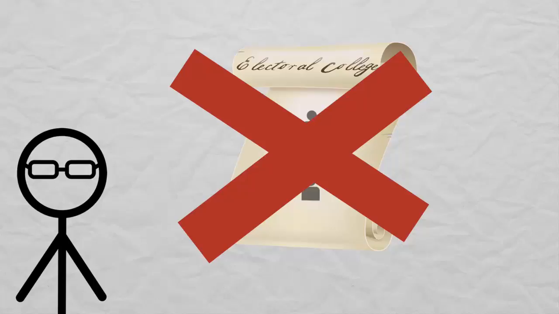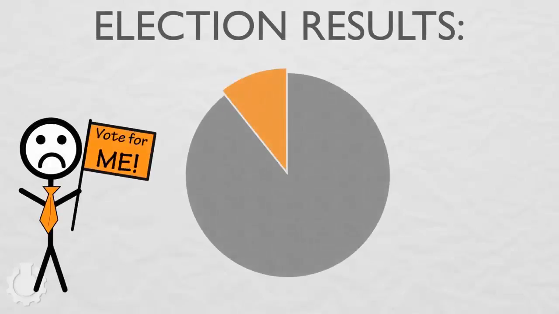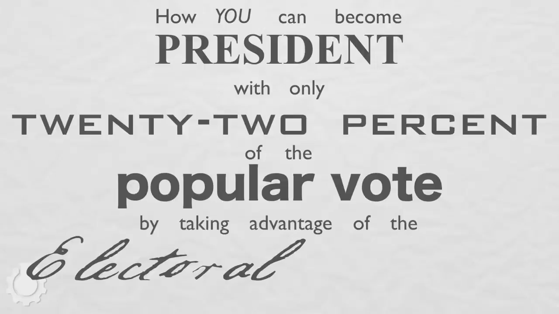It's time to get rid of the Electoral College and have a real discussion about what a modern government and election system should look like. Want to see the real way to unfairly win? How you can become president with only 22% of the popular vote by taking advantage of the Electoral College today.